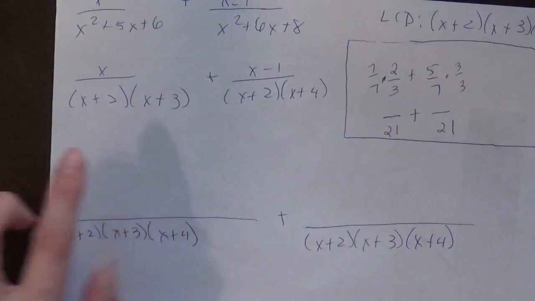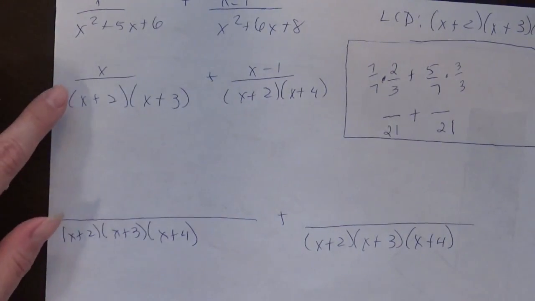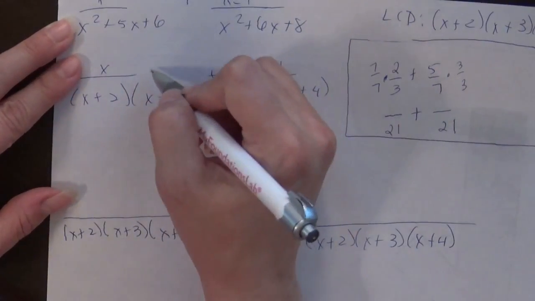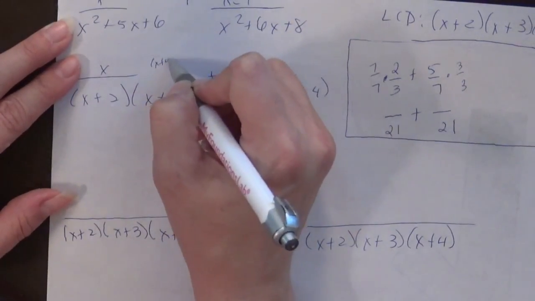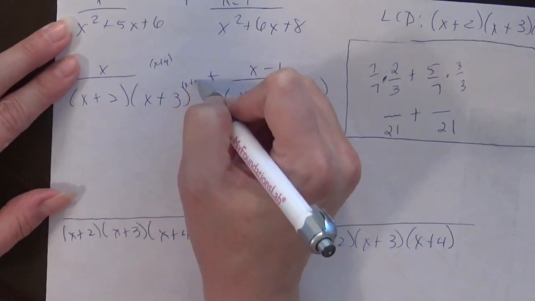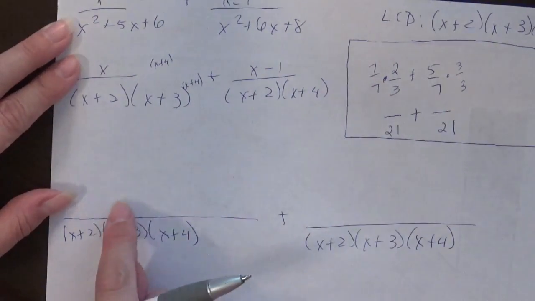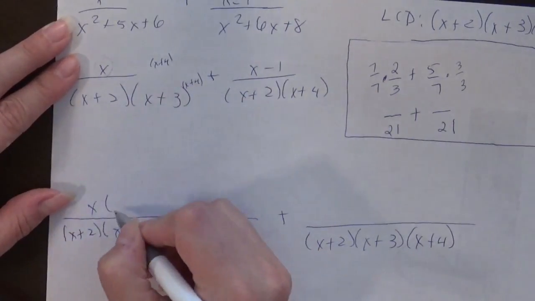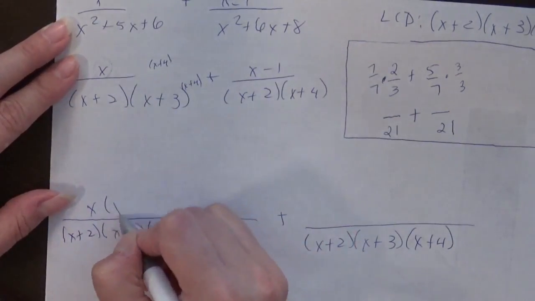We get the equivalent fractions that have the new LCD. So this denominator needs the x plus 4. So I need to multiply the numerator by the same x plus 4. So you're doing x plus 4 over x plus 4 to get your common denominator. So this numerator will now be this x that's already there times that factor of x plus 4.